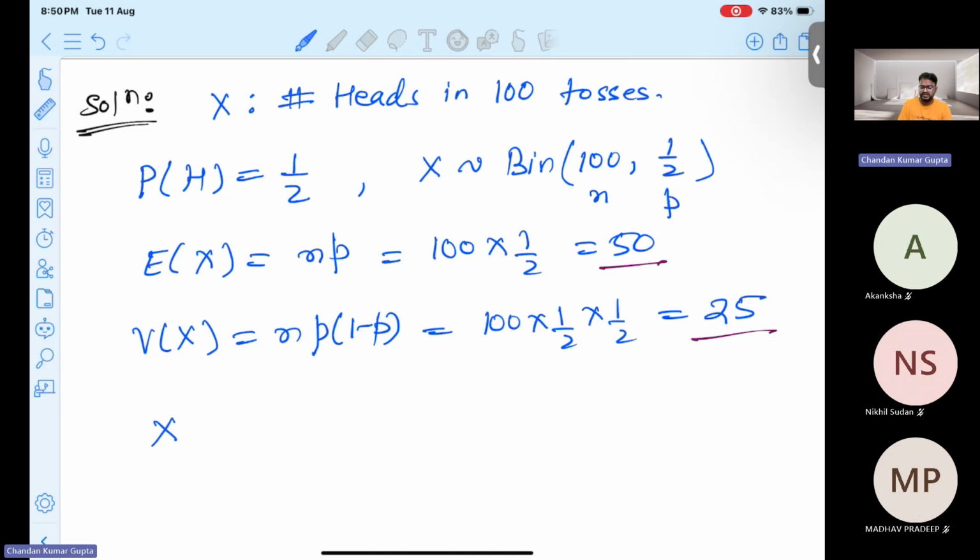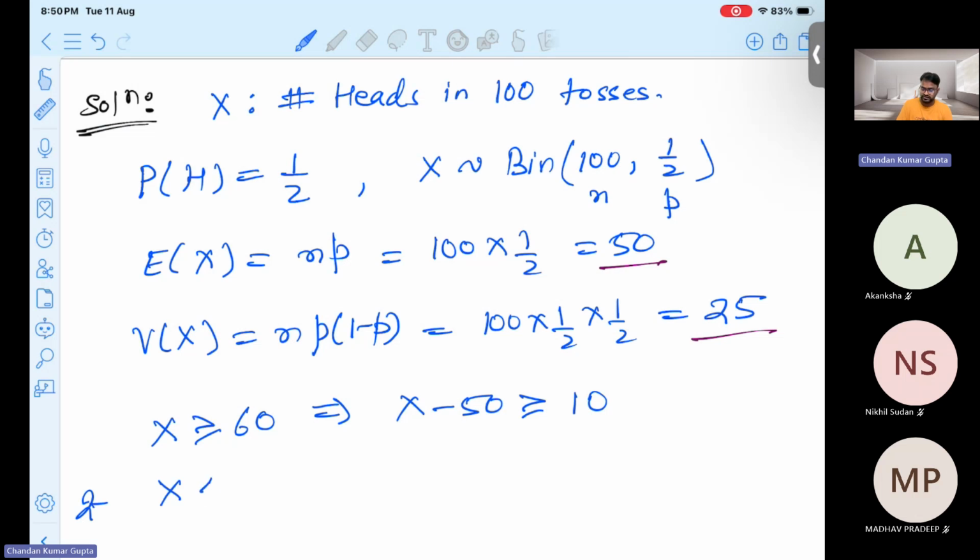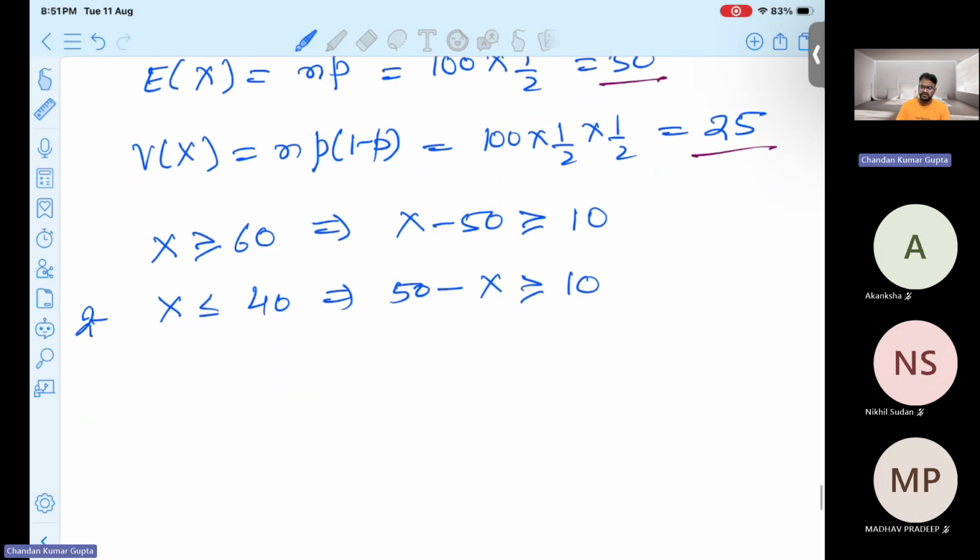Also, we need to find at least 60. At least 60 can be written like this. And at most 40 will be like what? 50 minus X is greater than or equal to this. So we will use the modulus value. 1 by 4 is the answer. Yes, 1 by 4 is the right answer actually. So you can understand.